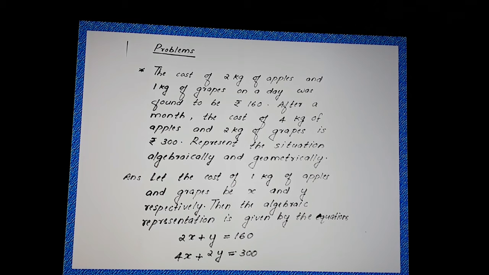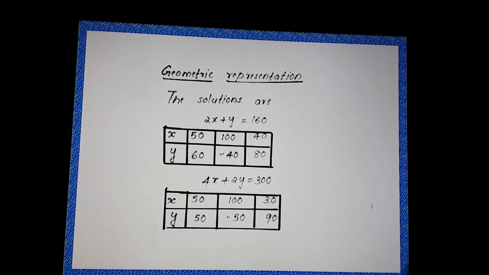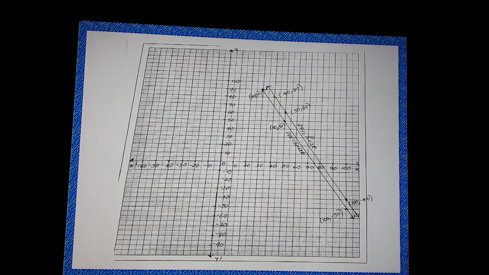Next we will have a problem. You can copy down the problems. We have discussed the problem in our section. Geometrical representation is given. Find the solutions. Next, draw the two lines using the equation. You can see the lines will be parallel. That's how we represent it geometrically.